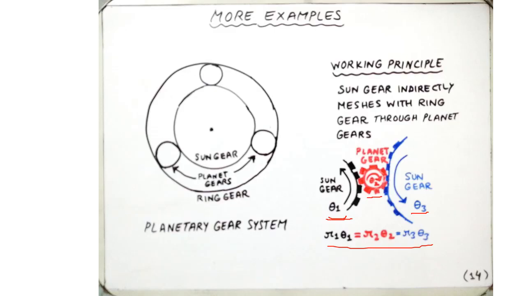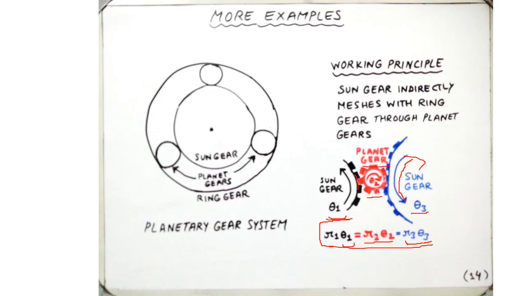That actually, the direction is the opposite, so it will be in this direction. So the meshing principle states that the radius of the sun gear, if it is taken as r1, when multiplied with θ1, gives us the total linear displacement at the point where the sun gear comes in contact with the planet gear. It is the same as r2 times θ2, where r2 is the radius of the planet gear. It is the same as r3 times θ3, where r3 is the radius of the ring gear.